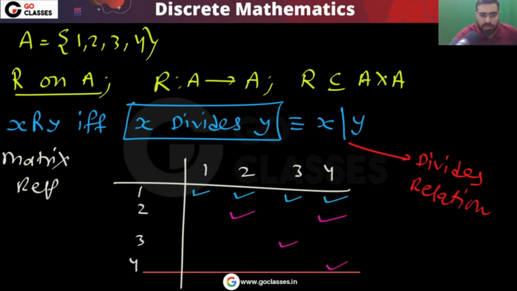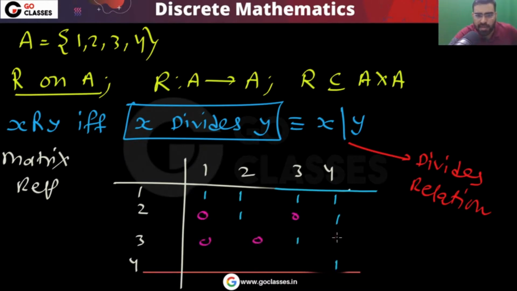This matrix representation you can also write in terms of 0 and 1. You can say 1 is related to 1, so you write 1. 2 related to 2, 2 related to 4, 3 related to 3, 4 related to 4. The remaining entries will be 0. So like this also you can write.